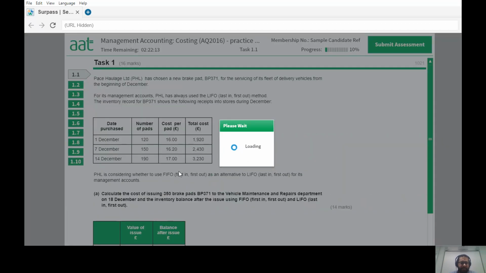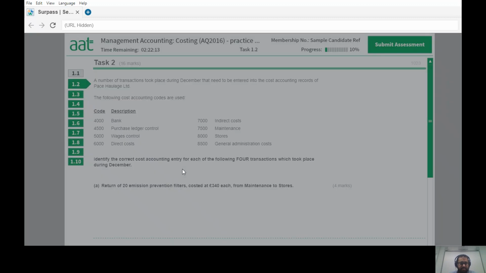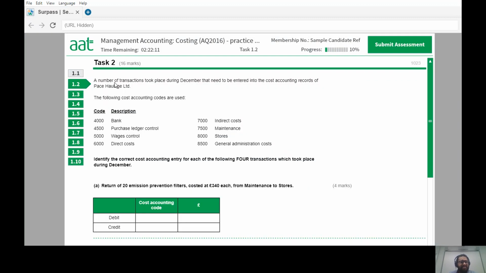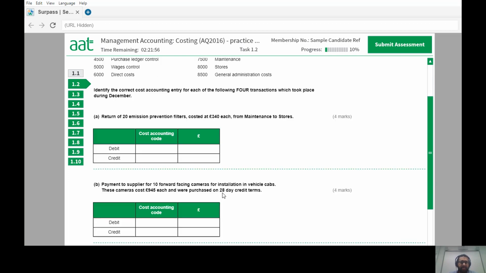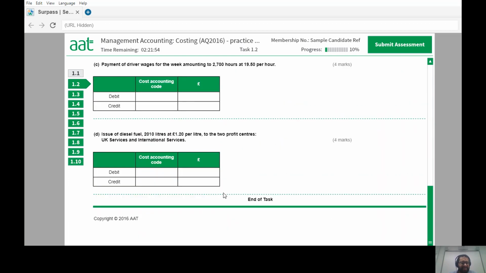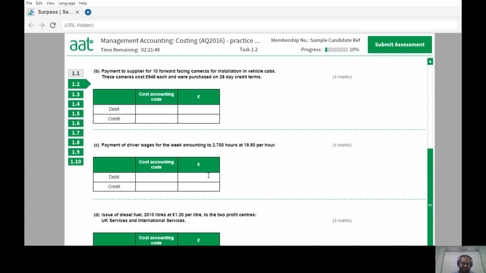Question 1.2. A number of transactions took place during December that need to be entered into the cost accounting record of Pace Haulage. Okay, so if you look at that here, there are some codes there, and they're going to give you 4 transactions that are taking place. So we have to do the debits and credits. Again, guys, in is a debit, out is a credit. This is how we're going to be looking at the process part of it.